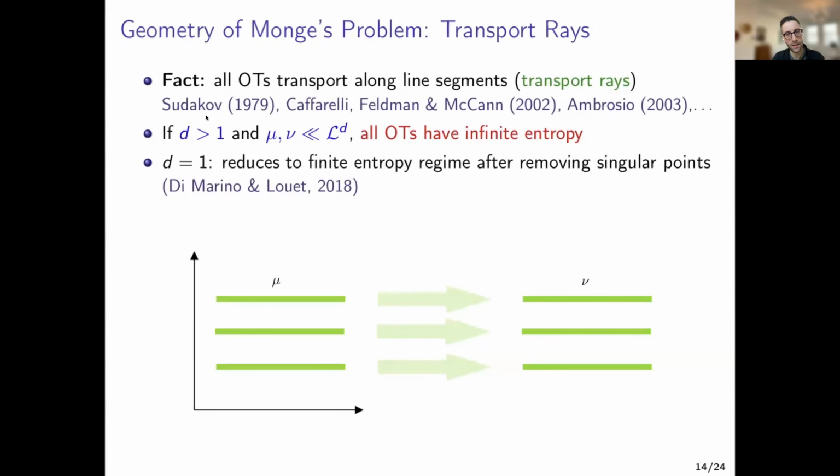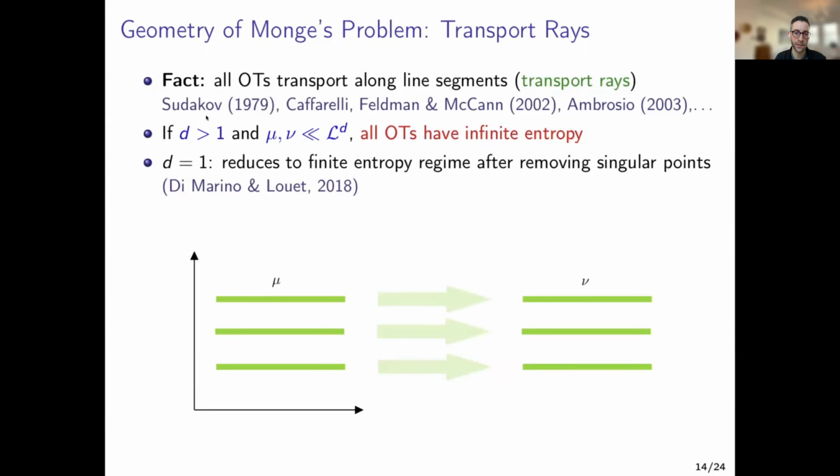Let me tell you how to think about those transport rays. First, very informally in this cartoonish example. In this cartoon example, the marginals are actually not absolutely continuous. I'm looking at the measure in R2, and my measure mu is concentrated on 3 lines. And the second measure, nu, is also concentrated on 3 lines. It's the same measure, but sort of translated to the right.